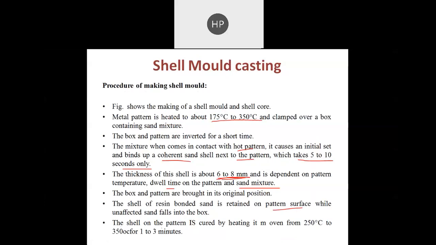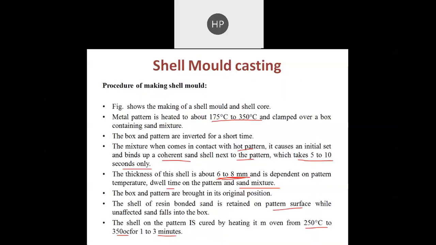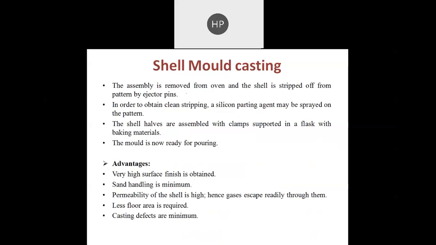The shell on this pattern is cured by heating it in an oven at around 250 to 350 degrees Celsius for 1 to 3 minutes, and then we can easily remove that shell from the pattern. After that the assembly is removed from the oven, and then the shell is stripped out. In order to obtain clean stripping, a silicone parting agent may be sprayed on the pattern.